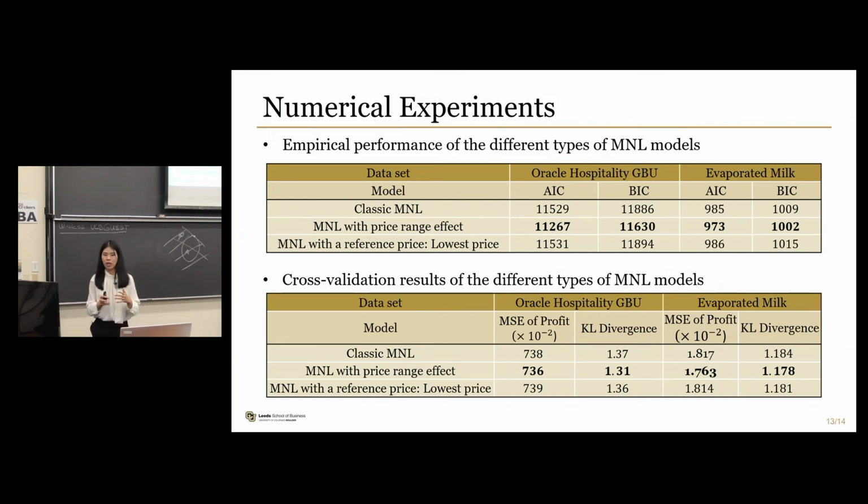We use 80% of the data to train the model, and the remaining 20% of the data to test the prediction accuracy. Here we show the mean square error of the total profit and also the KL divergence. Similarly, the lower value means better performance. We show that our model improved the prediction accuracy. So this is our numerical experiments.